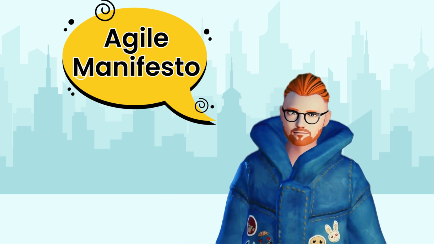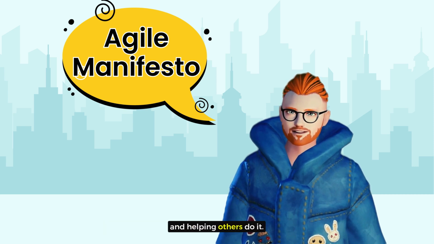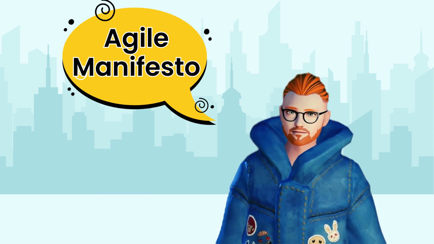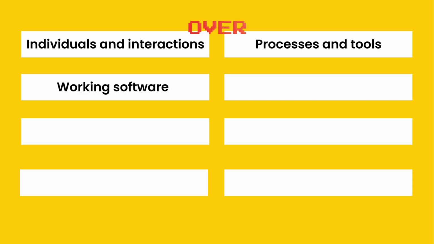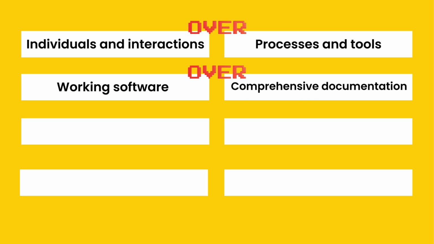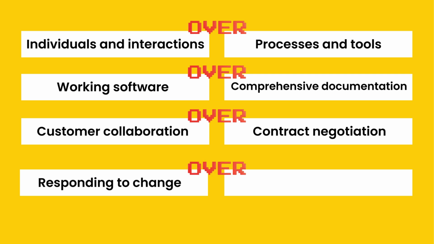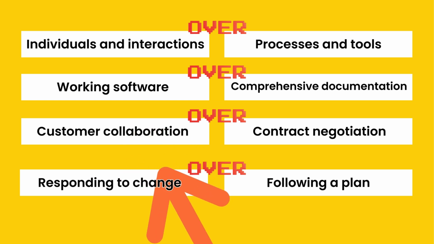It says, "We are uncovering better ways of developing software by doing it and helping others do it. Through this work, we have come to value individuals and interactions over processes and tools. Working software over comprehensive documentation. Customer collaboration over contract negotiation. Responding to change over following a plan. While there is value in the items on the right, we value the items on the left more."